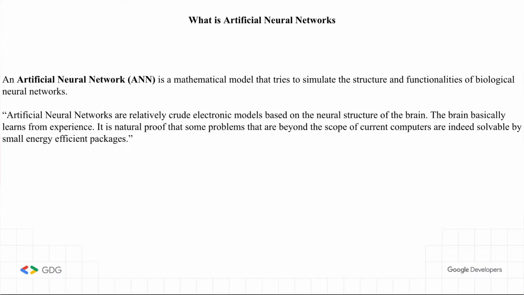So as deep learning is based on artificial neural networks, what are artificial neural networks? An artificial neural network is a mathematical model that tries to simulate the structure and functionalities of biological neural networks. So we are going to see a picture. Let me speak a little bit about the neuron. It's a simulation of the neuron in our brain.